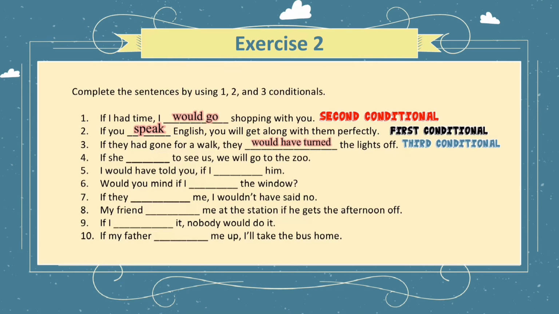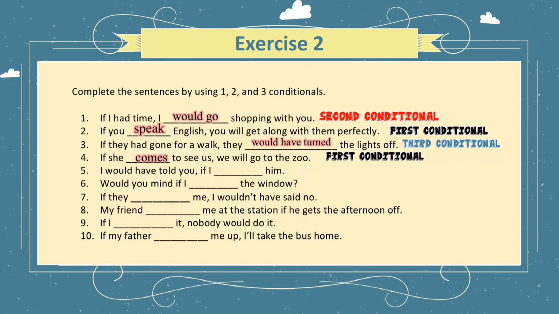Number 4: if she blank space to see us, we will go to the zoo. At the second sentence, it uses "will go". So this is first conditional, because the second sentence uses simple future. So the answer is, if she comes to see us, we will go to the zoo.